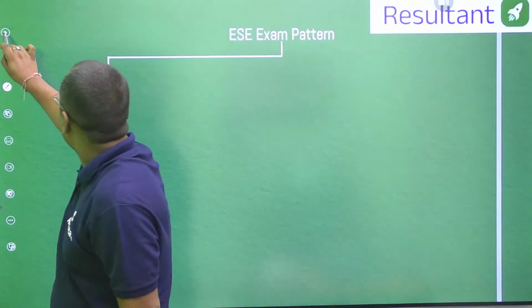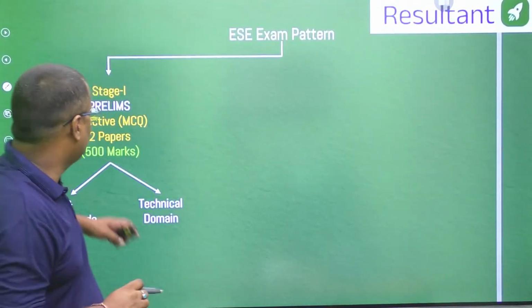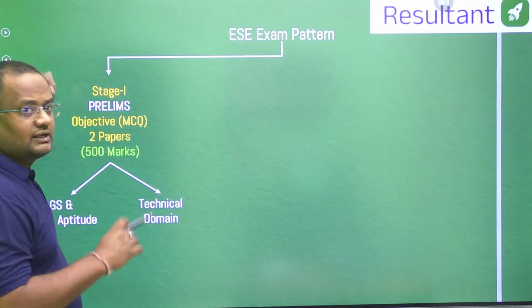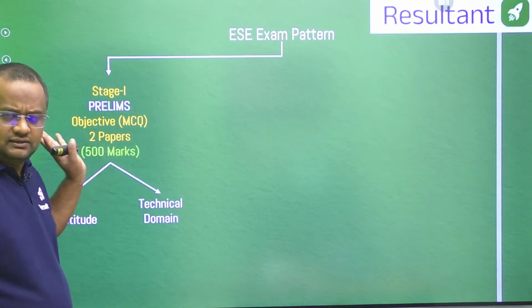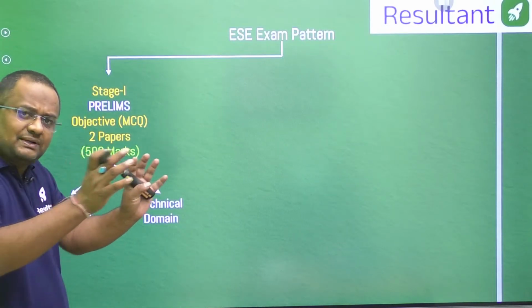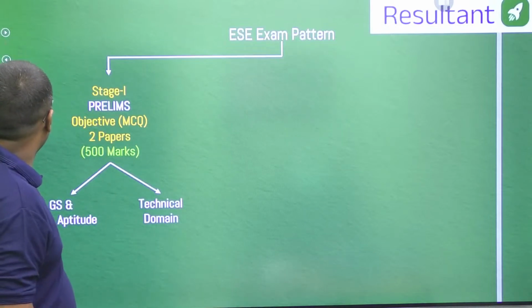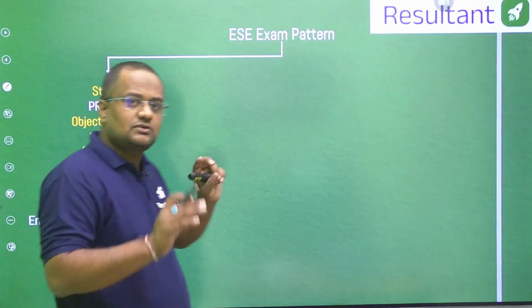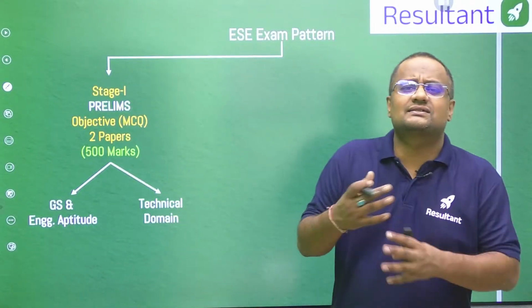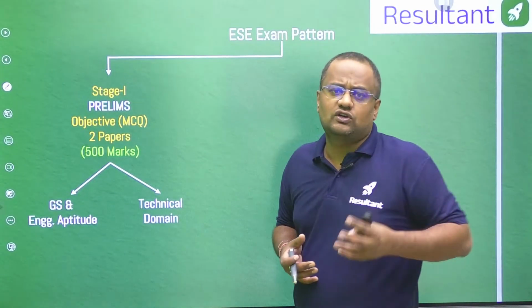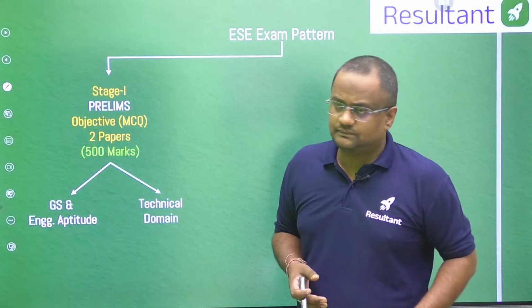Okay guys, now let me tell you about ESE very briefly. ESE is a long exam. GATE happens only once a year, done. Now about the Engineering Services Examination, the first stage is prelims. Prelims usually happens in the 3rd or 4th week of February, after the GATE examination.